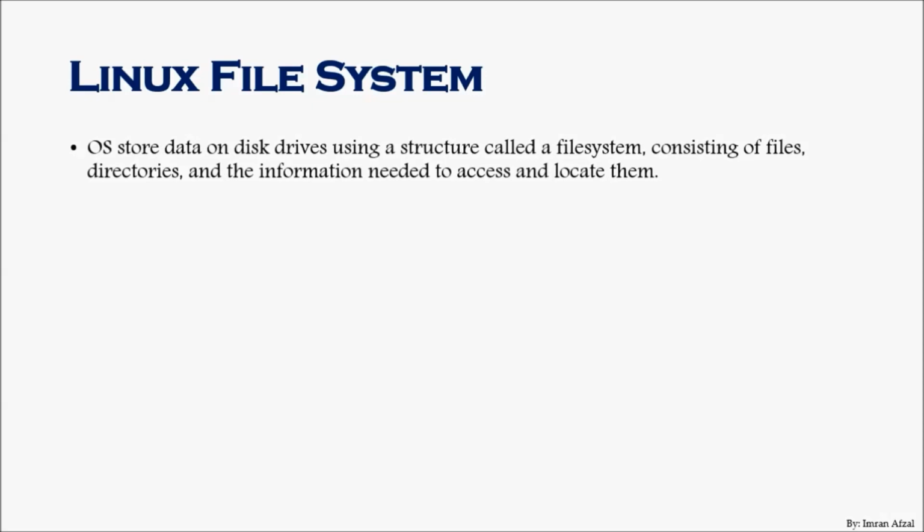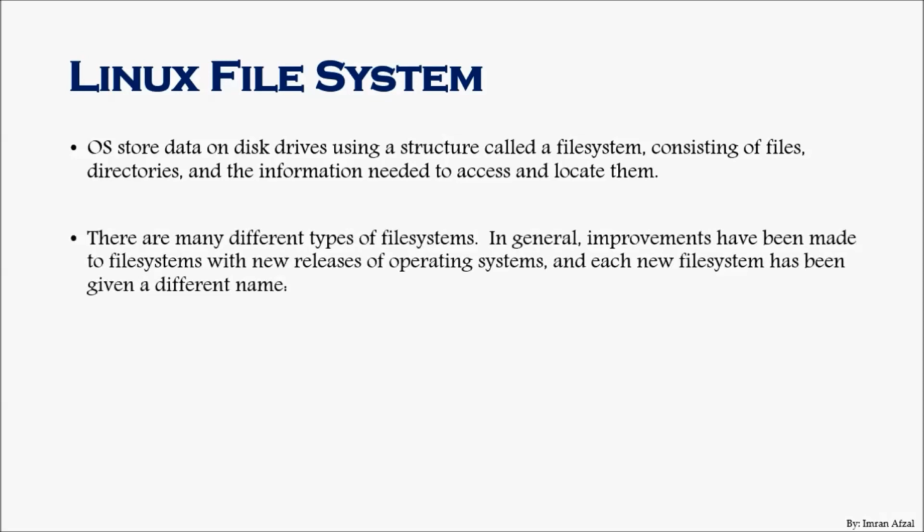Now, an operating system stores data on disk drives using a structure called a file system, consisting of files, directories, and information needed to access and locate them. There are many different types of file system. In general, improvements have been made to file systems with new releases of operating systems, and each new file system has been given a different name. In Linux, we have file systems called ext3, ext4, XFS. And in Windows, the file systems are called NTFS or FAT.